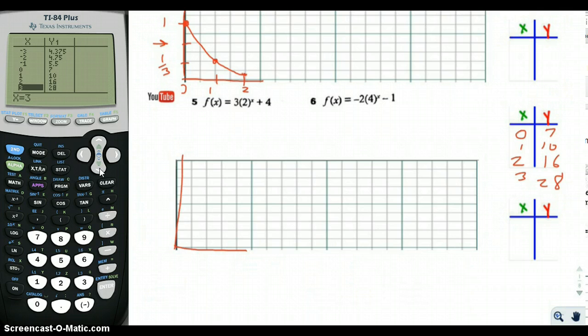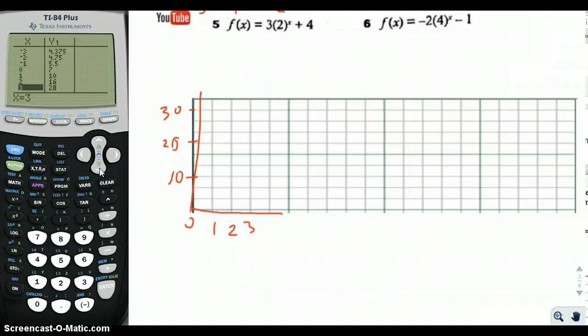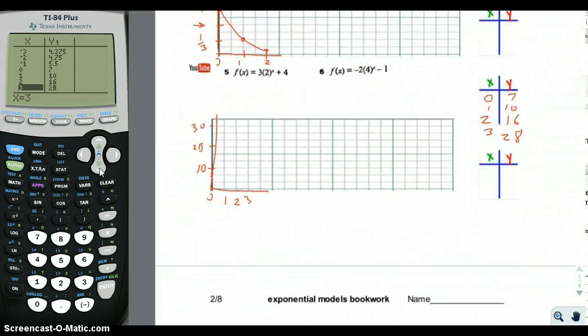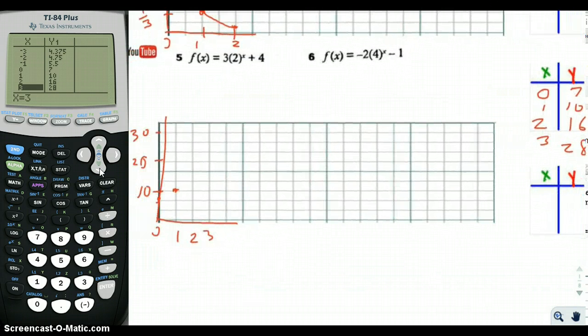So instead of scaling like that, I'm going to put 10, 20, 30. Okay, and then I'll put 0, 1, 2, 3. So 0, 7. Oopsie. 0, 7 would be about there. And then 1, 10 would be there. 2, 16 would be about there. And 3, 28 would be about there. And then we connect the dots. Okay?